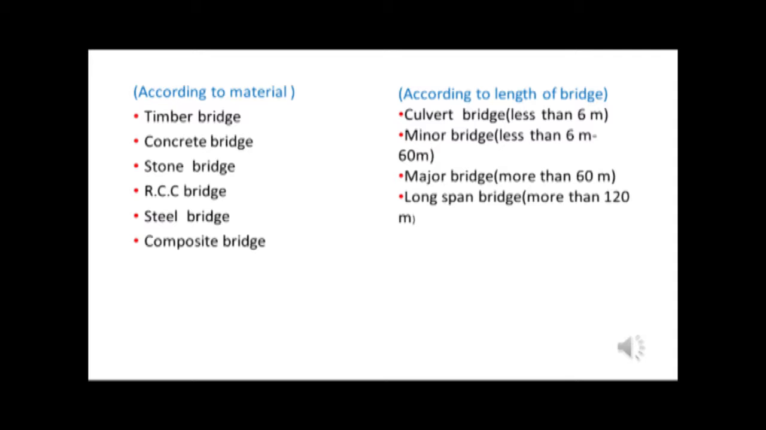And if the span of the bridge is greater than 120 meters, it makes it a long span bridge. And one more classification, maybe that we will take later: if we have a span of 1 meter, the bridge is called a causeway. So depending upon the different lengths of the bridge, we classify bridges in different manners.